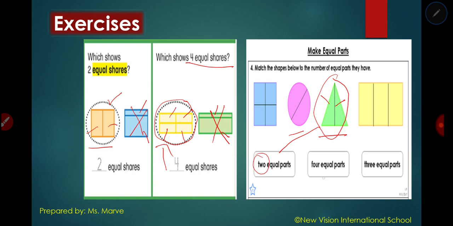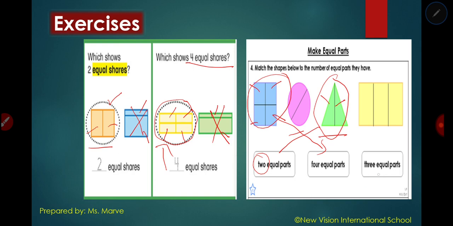How about the 4 equal parts? Which of the rest of the shapes given here is the 4 equal parts, or divided equally by 4? So you just need to count. 1, 2, 3, 4. All right, this is the answer.